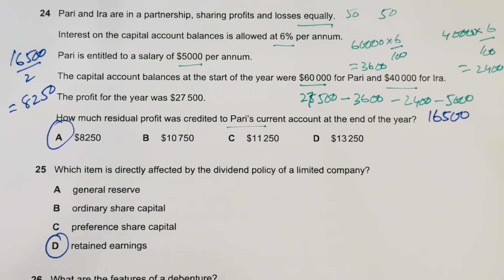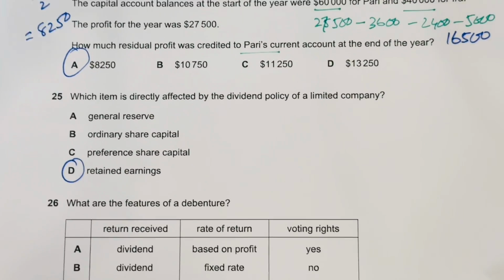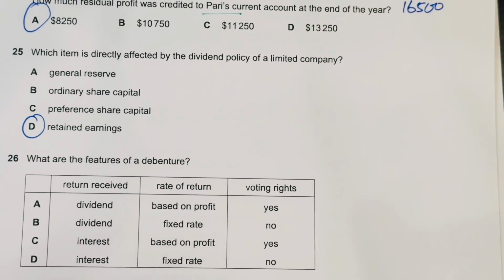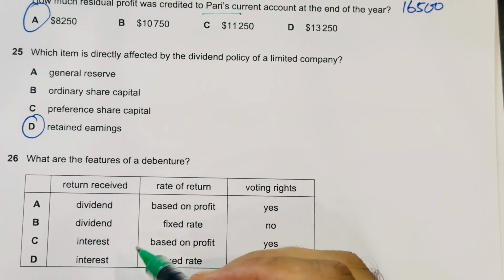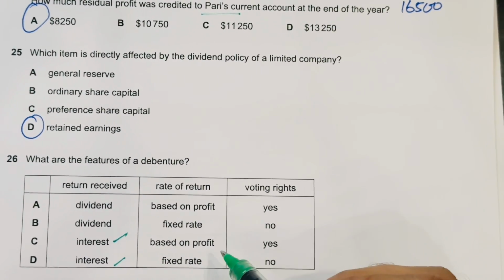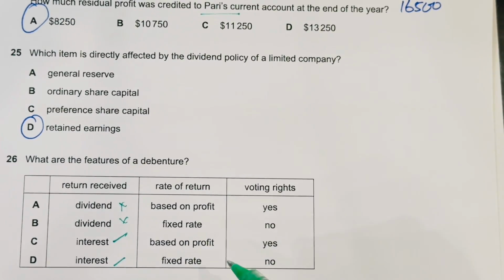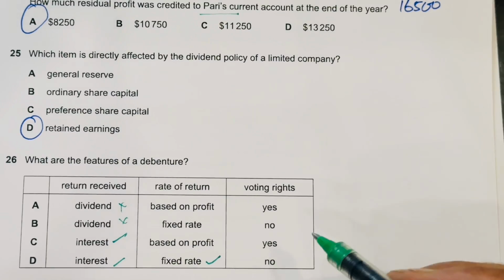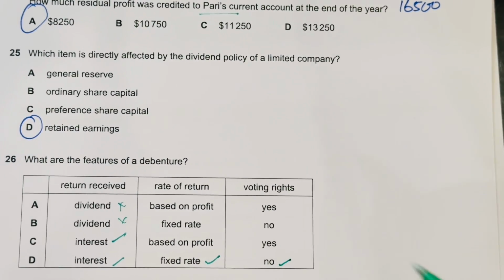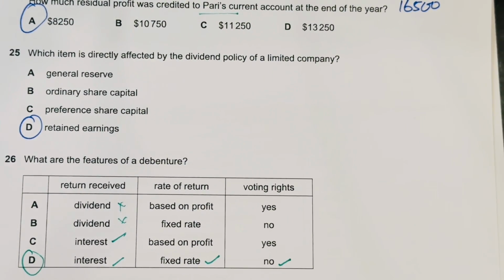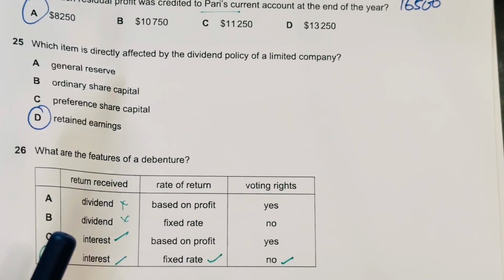Now question number 26. What are the features of debentures? Return received. We know that return is received in the form of interest only. So rate of return from option number C and D, it is on the base. No, rate of return is always on the fixed rate, debentures carry, and debentures don't have a voting right. So option number D is the correct option. Only the shareholders, ordinary shareholders, have the voting right.